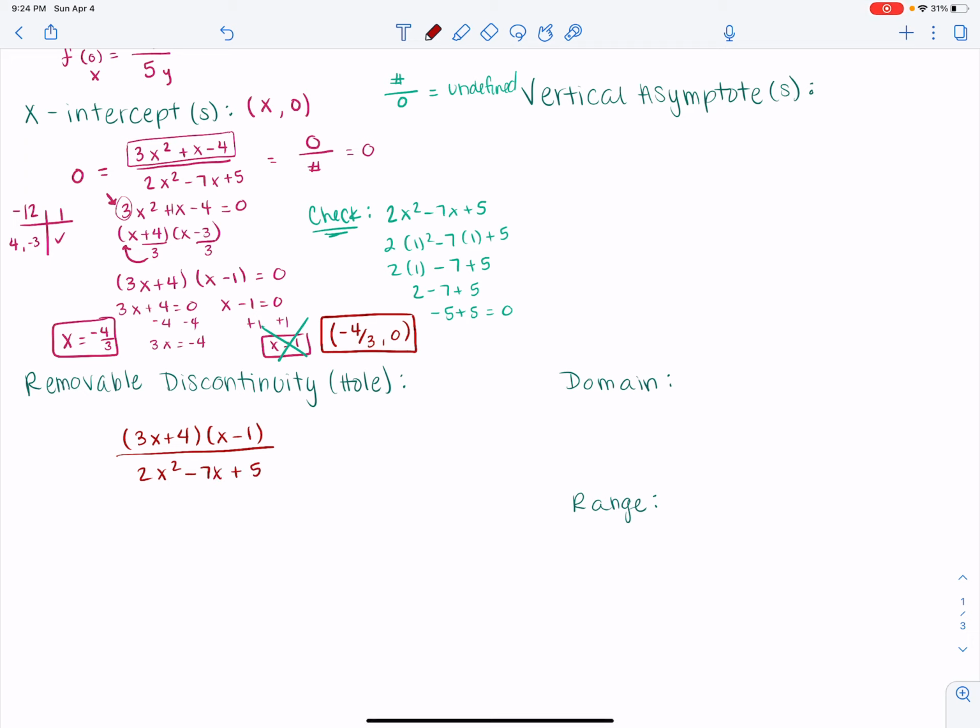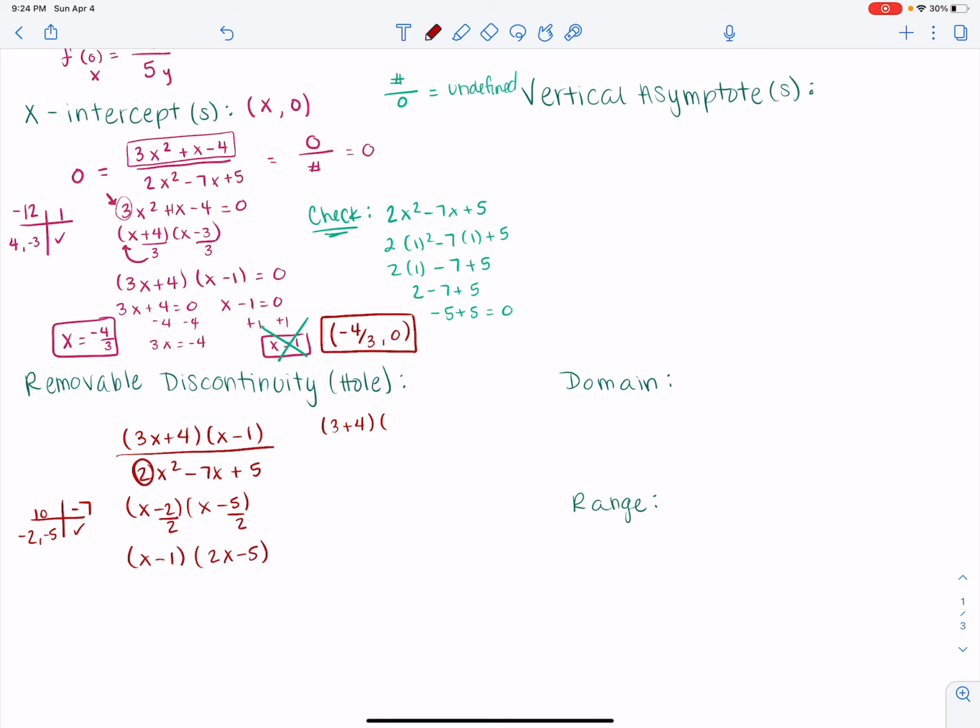So we need to factor the denominator. 2 times 5 is 10. I need two numbers that multiply to 10 and add to negative 7. So negative 2 and negative 5. So x minus 2, x minus 5. Oh, divide by a. Don't forget to divide by a. So that's x minus 1 times 2x minus 5.